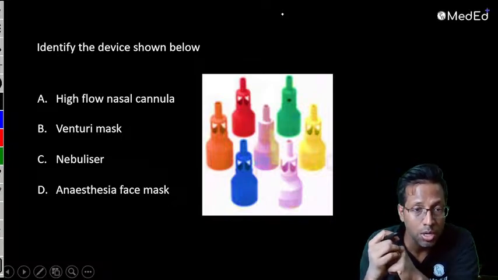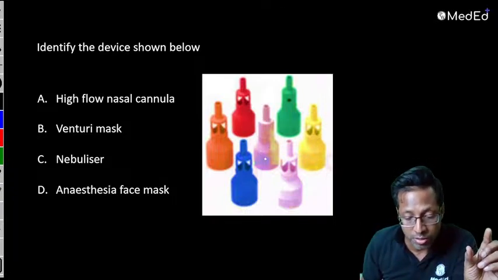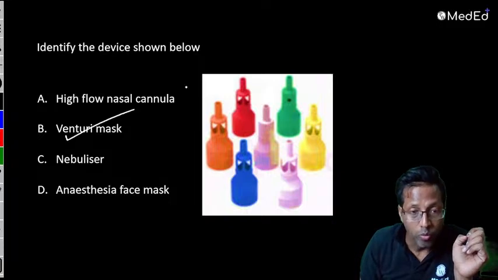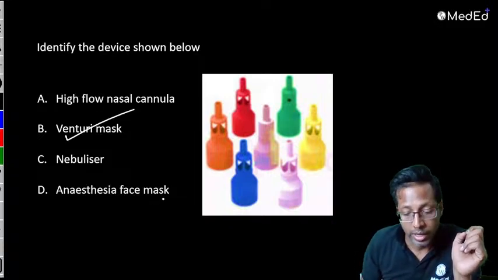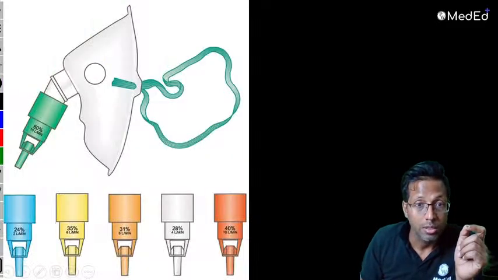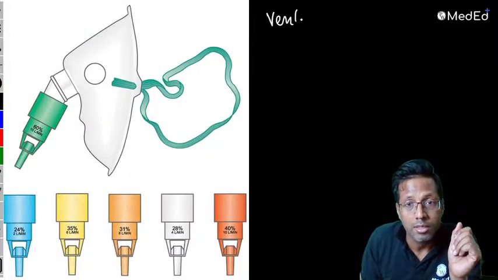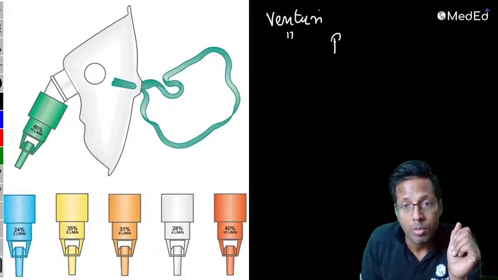Is it a high flow nasal cannula? Is it a Venturi mask? Is it a nebulizer or an anesthesia face mask? Simple. What you see is something that gets attached to the normal face mask, and this is called the Venturi mask. Very nice. Correct answer, Dr. Ritvik. Okay. So this is the Venturi mask, right? Venturi mask, guys, remember, is based on the Venturi principle.